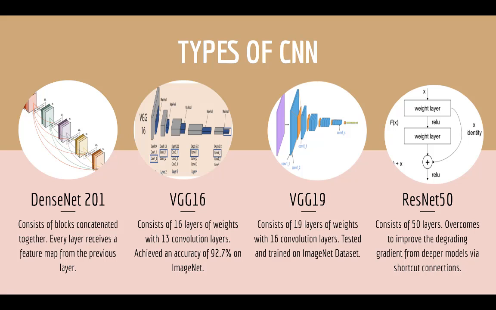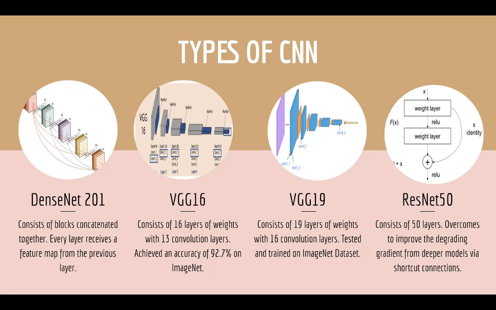So I'll briefly discuss the types of CNN. The types of CNN that have been implemented in part B are DenseNet 201, VGG16, VGG19, and residual network 50. DenseNet 201 consists of dense blocks which are concatenated together, and each layer receives an input from the previous layer. So every layer has the knowledge of the previous layers.